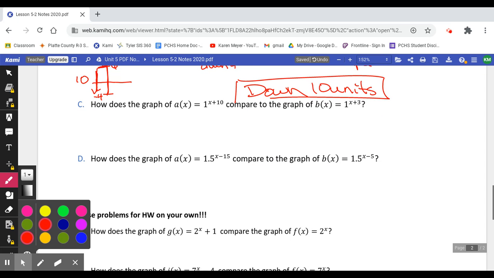Okay, the next one, you're going to notice on these that I don't have big numbers anymore. I got little bitty numbers up in my exponent. So instead of up and down, we're going to be talking left and right. On my old one, it says plus 3. But remember, left or right is opposite of how it looks. So don't say right. You have to say left 3. And then my new graph says x plus 10. So opposite. So that would be left 10.